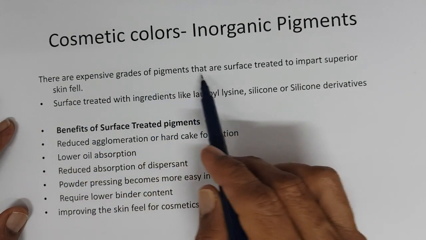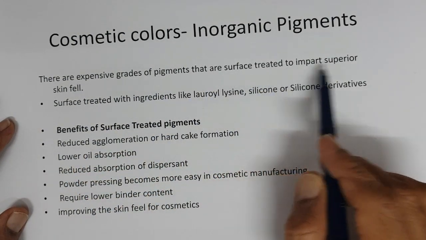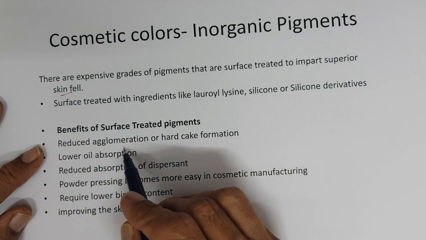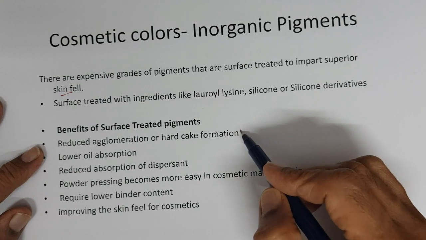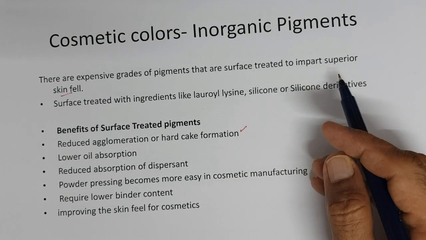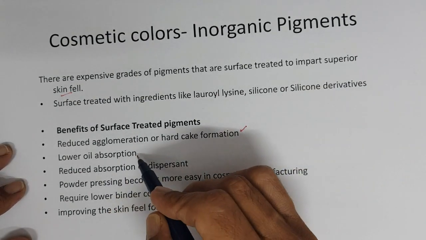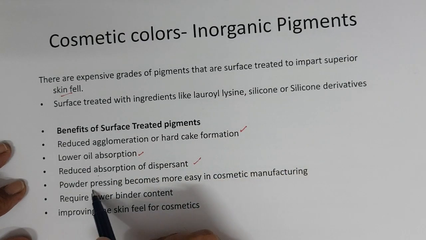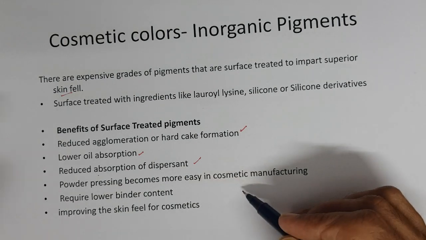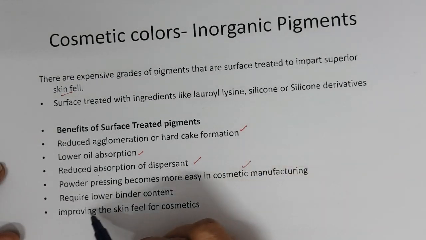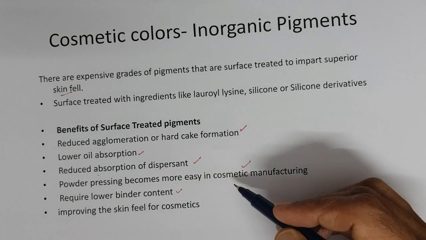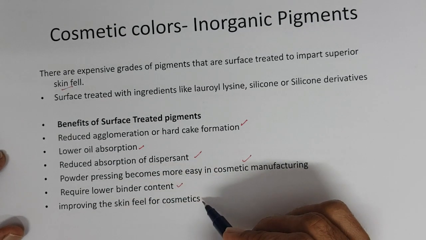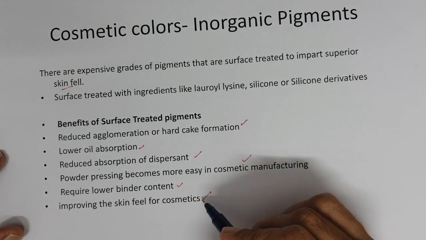There are expensive grades of pigments that are surface treated to impart superior skin feel. Not only superior skin feel, but reduced agglomeration as hard cake in liquid makeups and all other products, lower oil absorption, reduced absorption of dispersant, powder pressing becomes easier in compressed powders, and they require lower binder content because it compacts very well. It improves skin feel, right? This is very, very important.